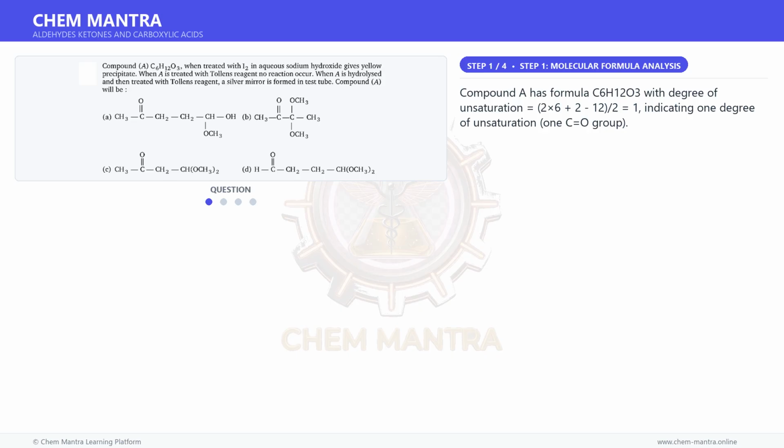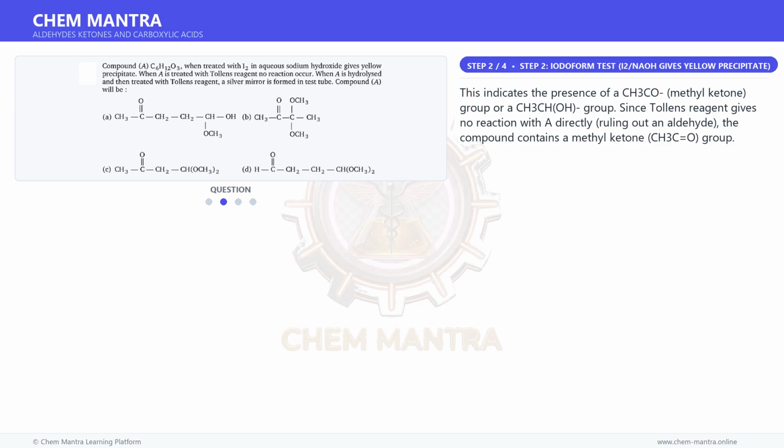Compound A has formula C6H12O3 with degree of unsaturation equal to (2 times 6 plus 2 minus 12) divided by 2, which is equal to 1, indicating 1 degree of unsaturation, one C=O group. Moving on to the next step. This indicates the presence of a CH3CO methyl ketone group.